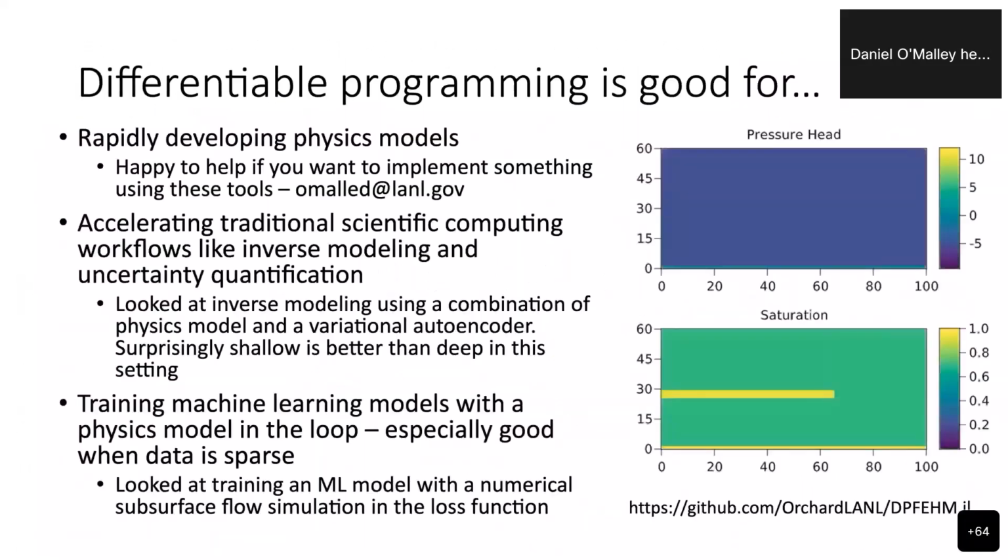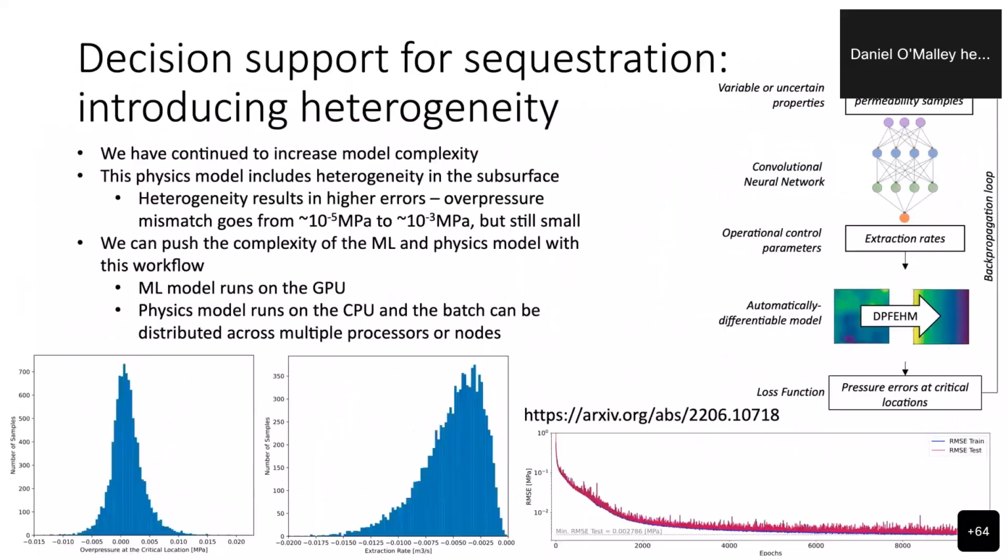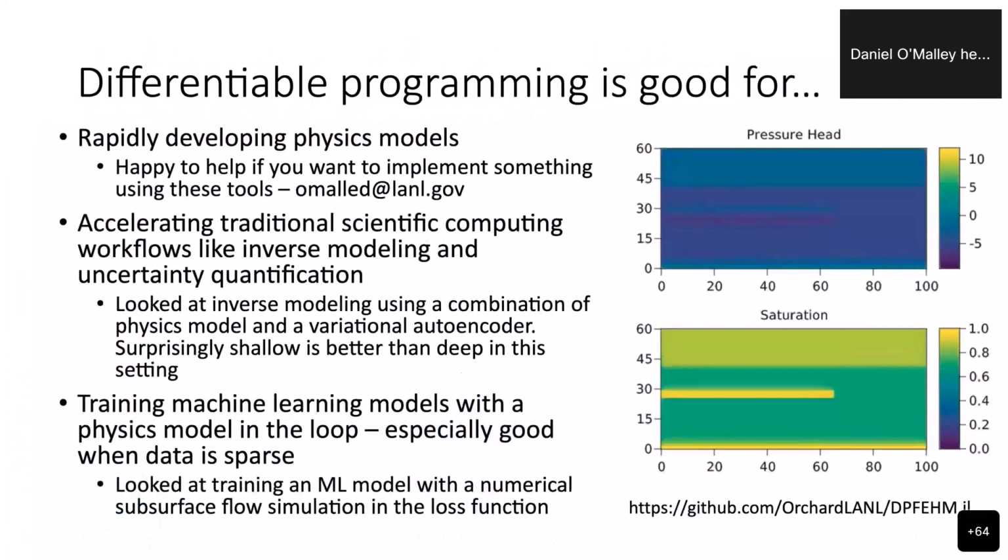And I went too far. Yeah, but anyway, that's pretty much what I had to say. So just to wrap things up, I think differentiable programming is good for a number of things. One thing is it's good for rapidly developing physics models. And I showed some examples of that. And this is just something I'm interested in.